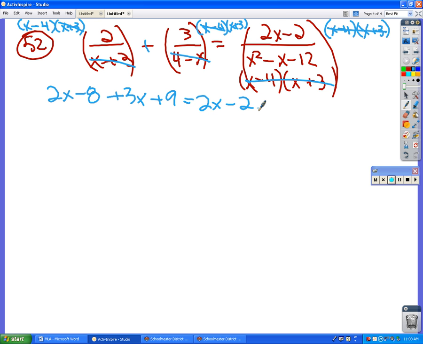Now let's get everything on the left side. I'm going to separate them actually because I don't have a square. So I'm going to get all the x's on the left, and then I'm going to get all the numbers on the right. So negative 8 plus 9 is 1. Subtract 1 from both sides will be negative 3. So x equals negative 1. And that solution is okay.